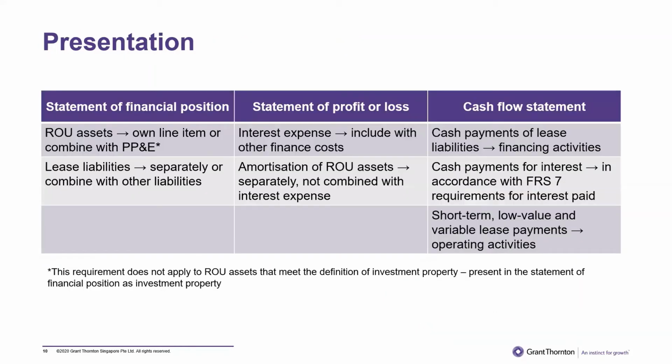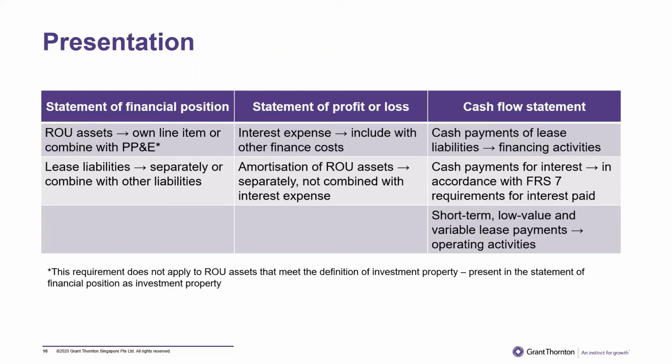So in terms of presentation in the financial statements, the presentation on the balance sheet can be a separate line item, or you can combine it with the respective PPE, or if it's an asset which you have taken on lease for further leasing out, it may become an investment property. So you may want to show it as an investment property in the financial statement. Lease liabilities, you show it separately or you combine it with the other liabilities. In either case, there will be additional disclosures.